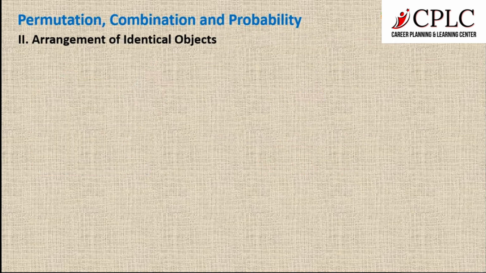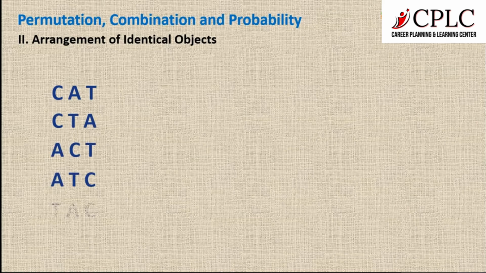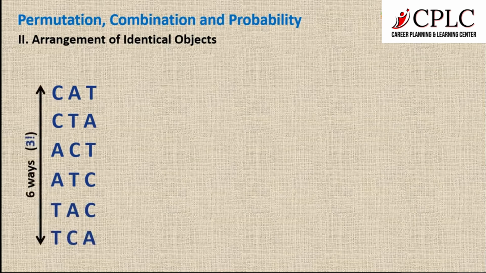Okay. Arrangement of identical objects. Suppose we have 3 letters CAT and we are supposed to arrange them. Consider that as a linear arrangement. All our distinct letters can be done in 3 factorial ways. 3 factorial, everybody knows, 6 different ways.